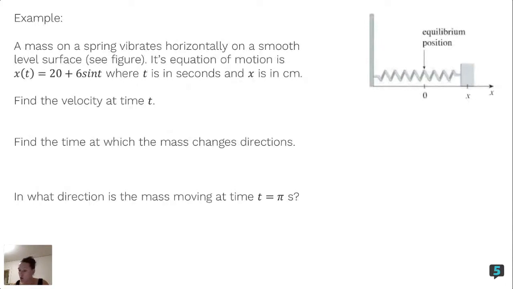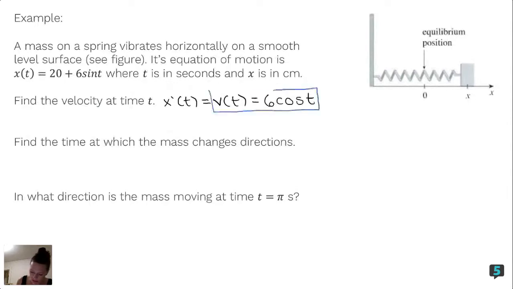So if we want our velocity, we are going to take the derivative of our position function. So we need x prime of t, which is going to give us our velocity. And we are going to find that the derivative of 20 is 0, so we're not going to write that. And the derivative of 6 sine t is going to give me 6 cosine t. So here is our velocity at time t. So that first part just requires us to take the derivative.